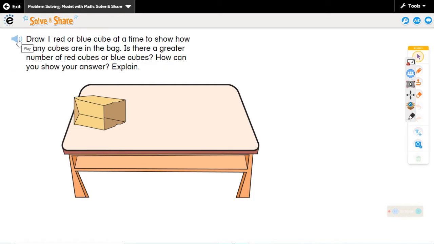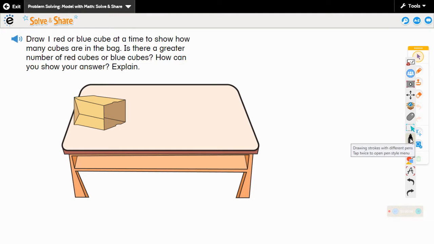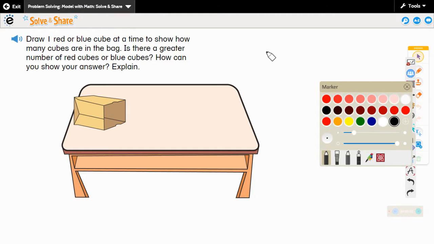Let's listen to what it says to do. Draw one red or blue cube at a time to show how many cubes are in the bag. Is there a greater number of red cubes or blue cubes? How can you show your answer? Explain. Okay, so to begin with, you might be wondering, what in the world is a cube? Let me show you what a cube is.